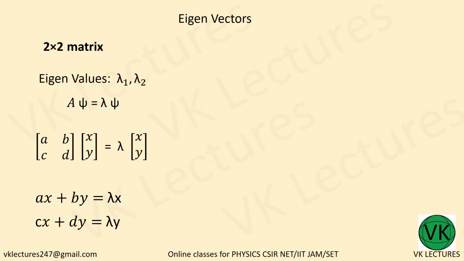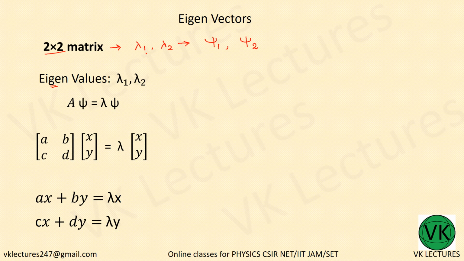Eigenvectors. For a 2 by 2 matrix, how can we find the eigenvectors? For example, we have got lambda 1 and lambda 2 as the eigenvalues. Corresponding to lambda 1, we will get the eigenvector psi 1, and corresponding to lambda 2, we will get the eigenvector psi 2.